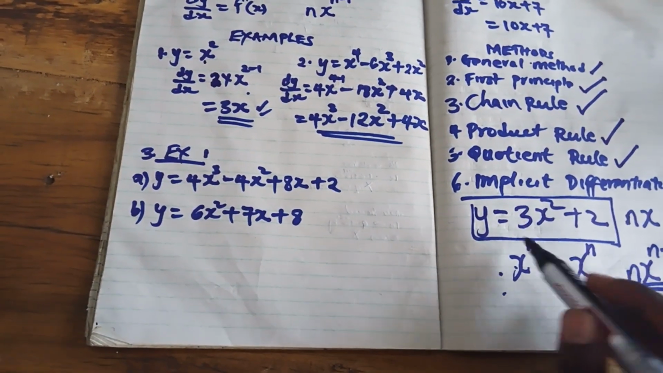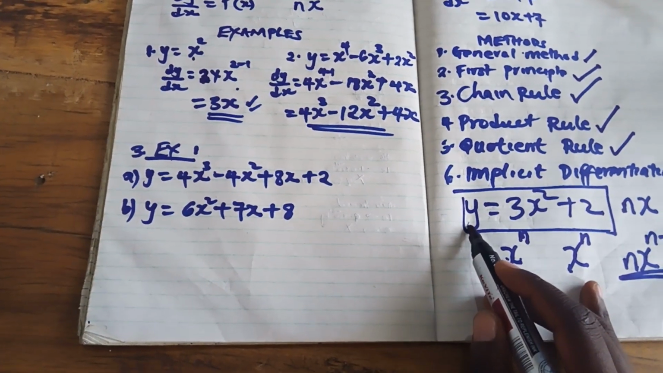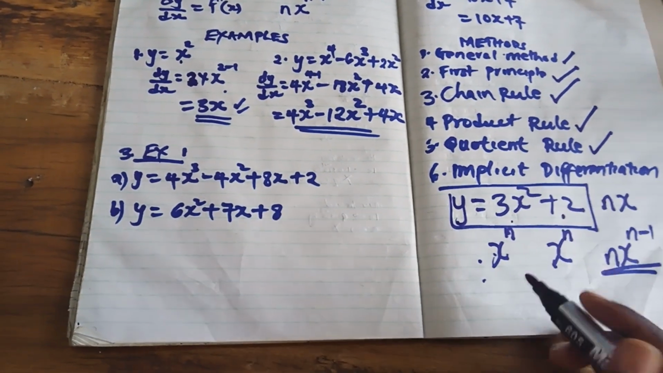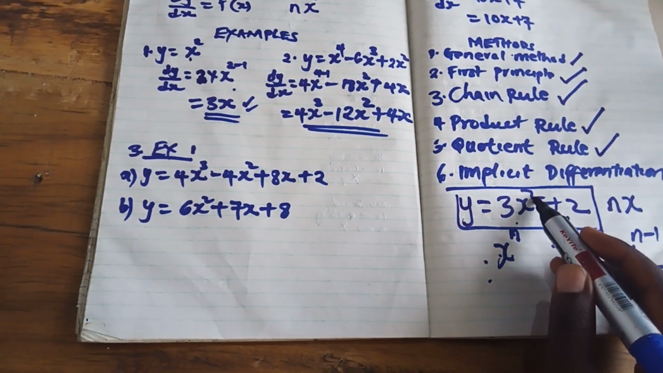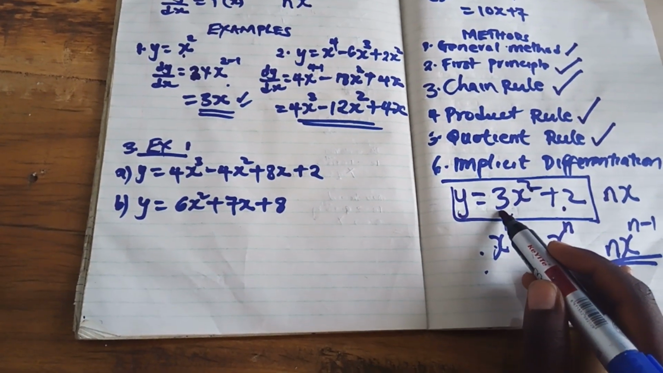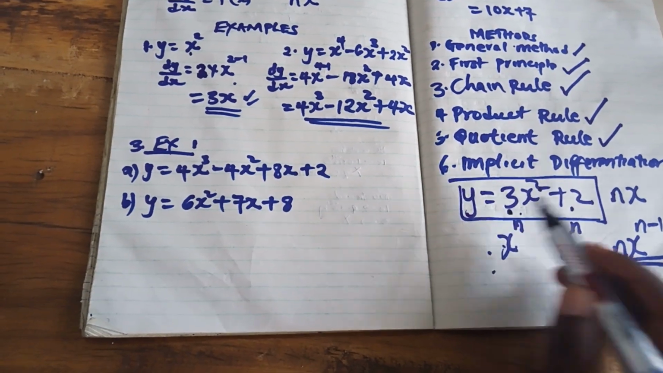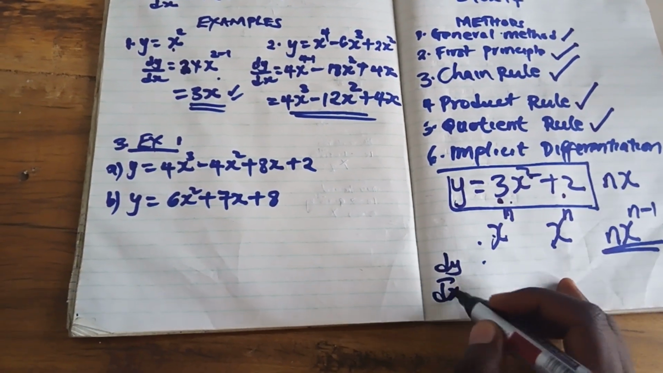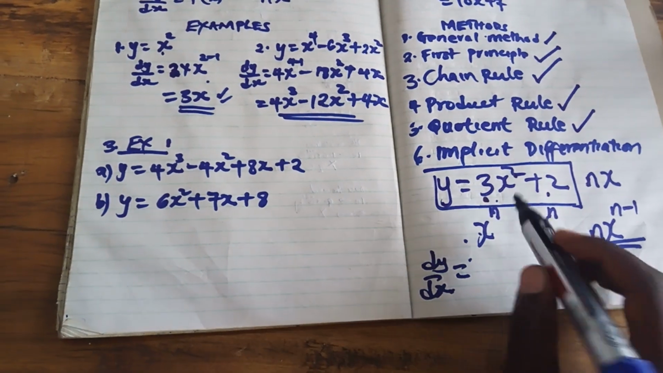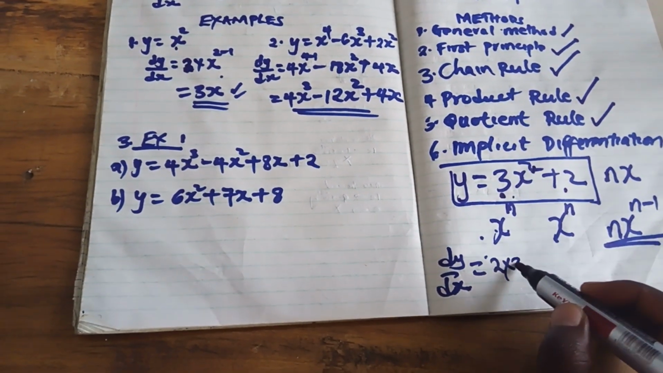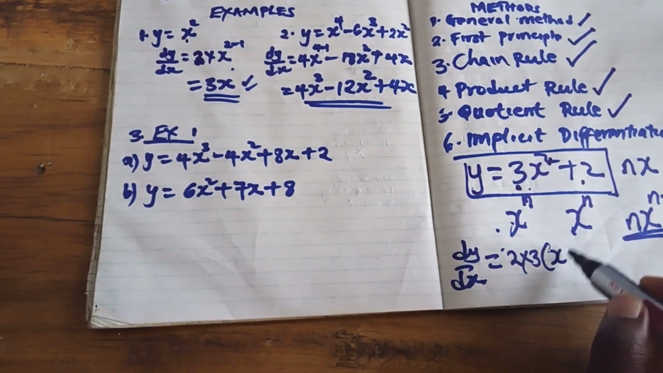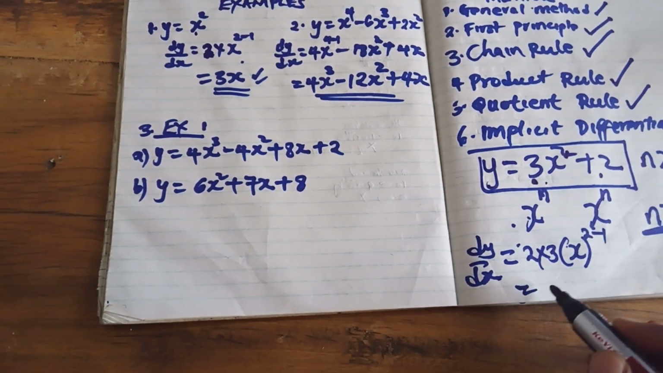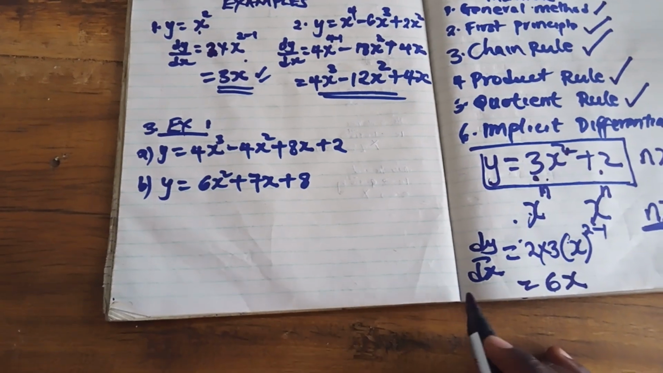The first example, we have been given this question: y is equals to 3x squared. In our differentiation method, we will use general method by saying we take the power, we multiply by the function, then we subtract 1 from the power. Then this one is going to be dy out of dx being equals to 2 by 3 into x raised to power 2, but we subtract 1. So our answer will be 6x. That is it.